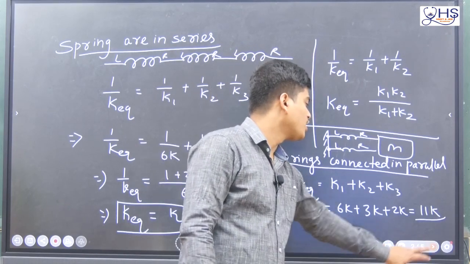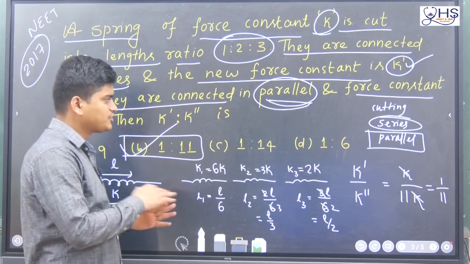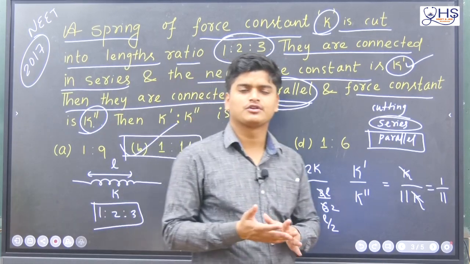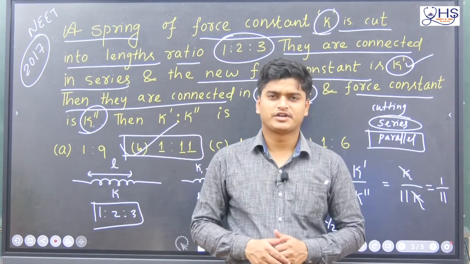Okay, so I hope you understand this question carefully, based on the cutting of the spring. If they cut in any ratio, by taking 2 springs or by taking 3 springs, I hope you can calculate. Thanks for watching the video.